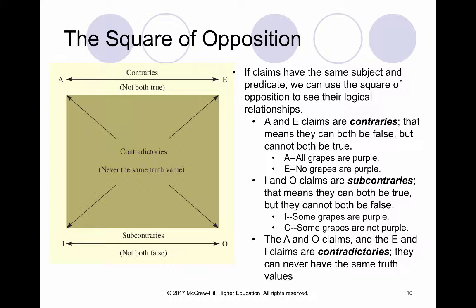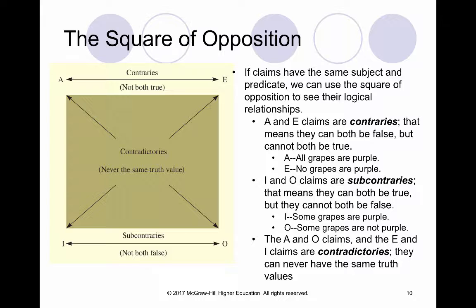The I and O claims across the bottom of the square from each other are subcontrary claims. They can both be true, but they cannot both be false. And so the example here, "Some grapes are purple, some grapes are not purple." Now those are both true.